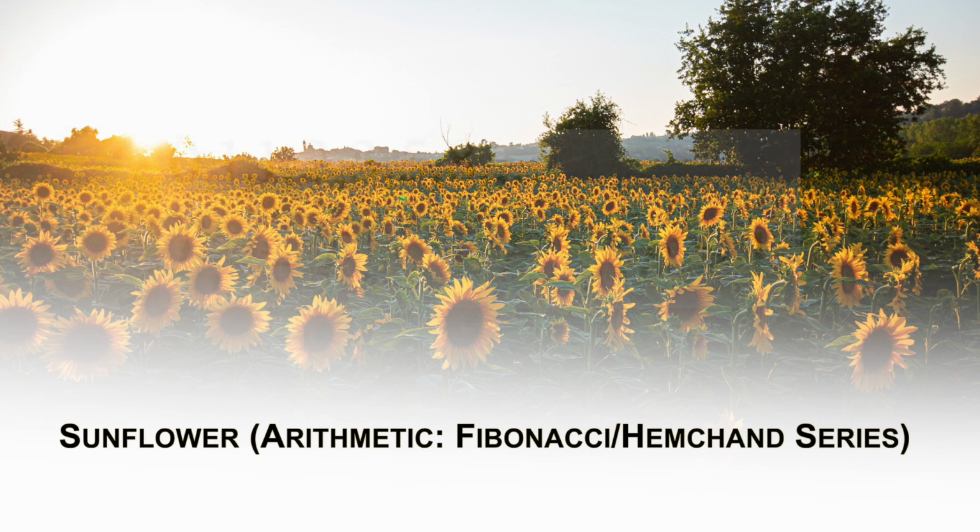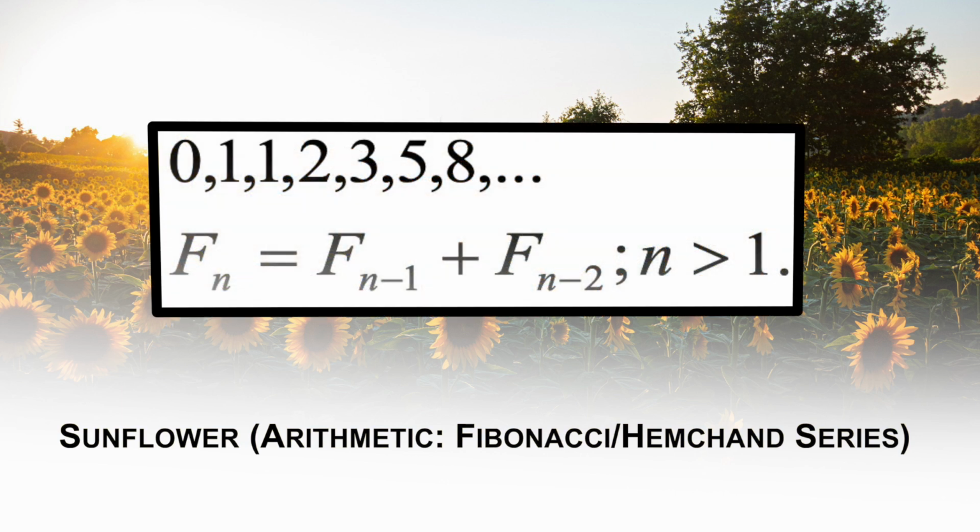Then what is the relation between prime numbers and the structure of the sunflower? Very simply we define it by the Hemachandra series or Fibonacci series: 0, 1, 1, 2, 3, 5, 8. If you observe keenly, we find 0 plus 1 is 1, 1 plus 1 is 2, 1 plus 2 is 3, 2 plus 3 is 5, and so on. This is just a sequence.